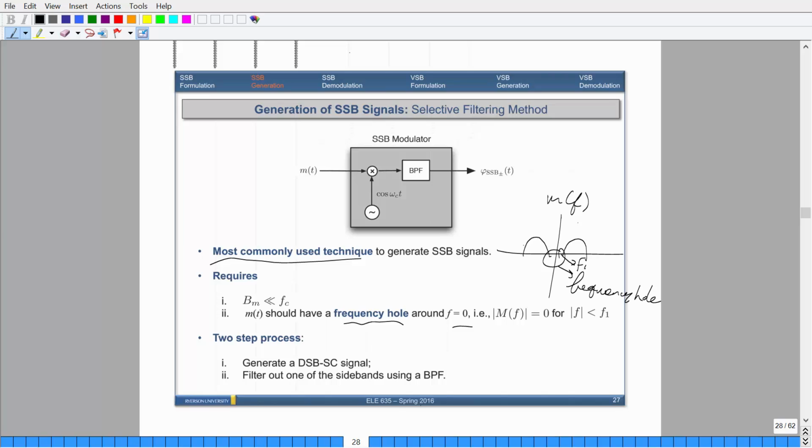Okay, so it's basically a two-step process, as you can figure out. First, generate a double sideband suppressed carrier signal, so you have your upper and lower sidebands generated, and then have a bandpass filter that will select out which sideband you want. Whether it's upper or lower doesn't matter. Okay.